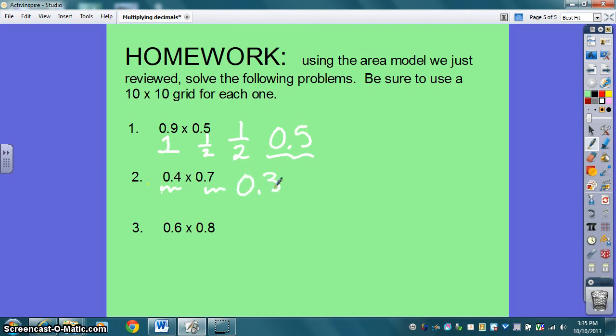And then we have 6/10 of 8/10. 6/10 is a little bit more of 1/2, and we know half of 8 is 4. And so it should be a little bit more than 4/10. Okay, good luck with these, and we'll check these tomorrow in class.